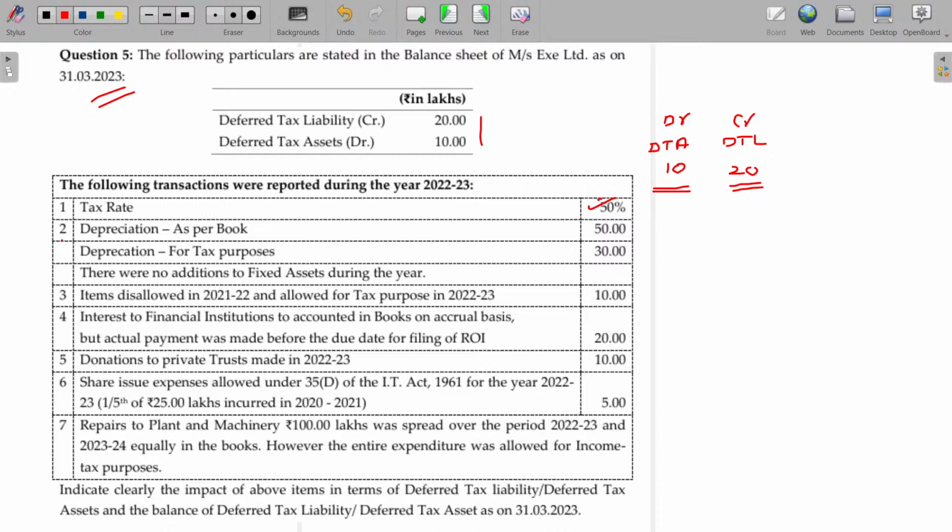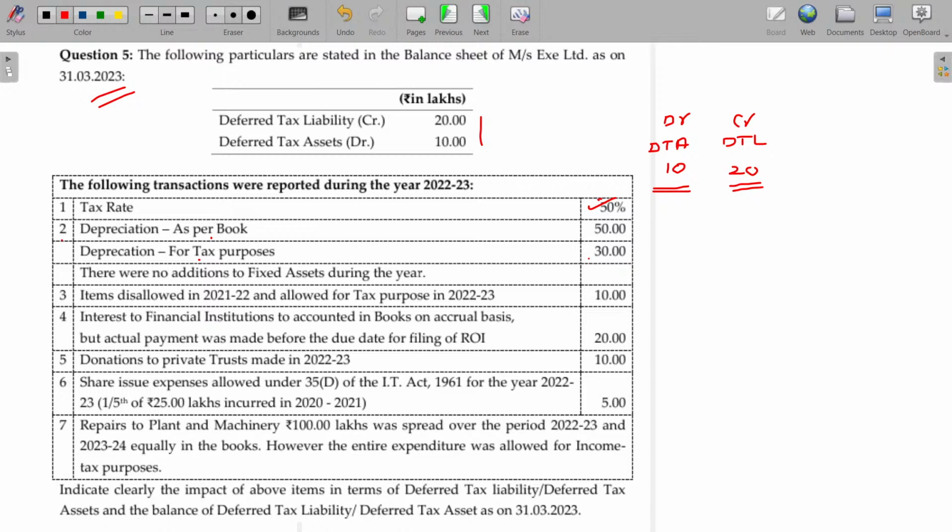Second point, depreciation as per the books and depreciation as per the tax purpose. For the tax purpose, the depreciation is lesser. There were no additions to fixed assets during the year. So for the tax purpose, if the depreciation claimed is lesser, then you have to pay higher tax. Okay, higher tax. Means you assume this way, what? They could have claimed higher depreciation for the taxation purpose in an earlier year.